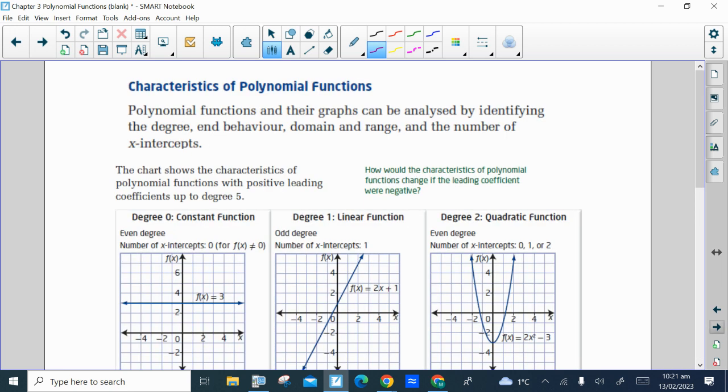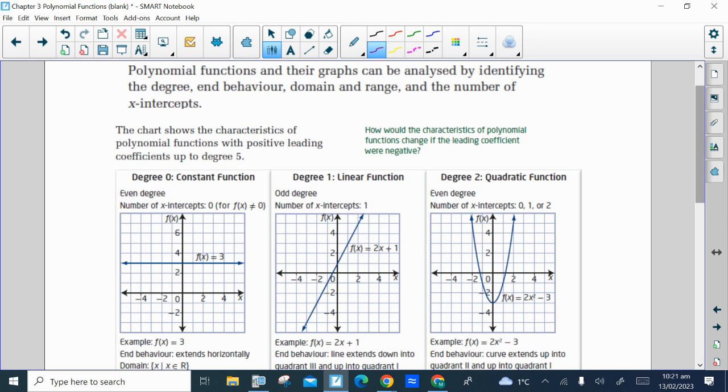So, what are the characteristics of a polynomial function? These functions and graphs can be analyzed by identifying the degree, the end behavior, the domain and range, and the number of x-intercepts.